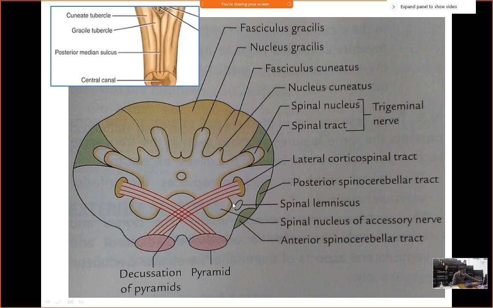Then this is our spinal lemniscus. Then, due to the pyramidal decussation, what will happen? This ventral gray matter becomes detached from the central gray matter. This is our central gray matter. As the fibers are crossing, that is why this ventral horn of the gray matter becomes detached. And this detached part is called the spinal nucleus of the accessory nerve, or the 11th cranial nerve. This is our pyramid.